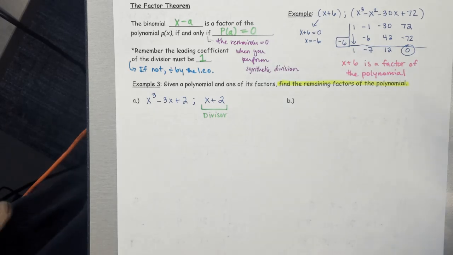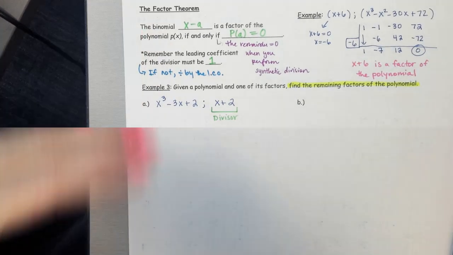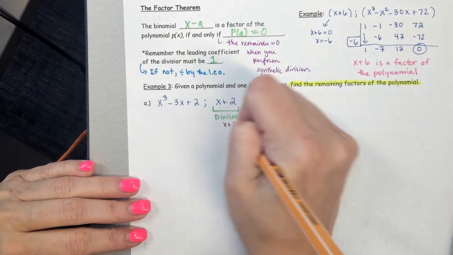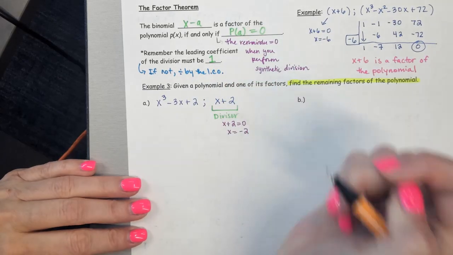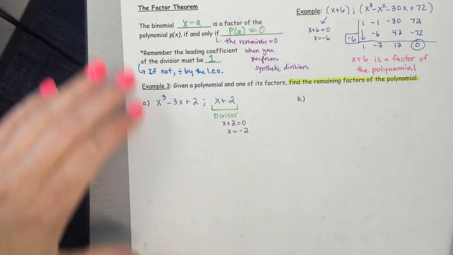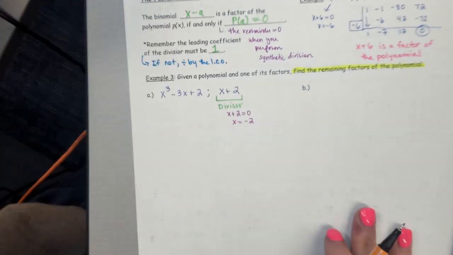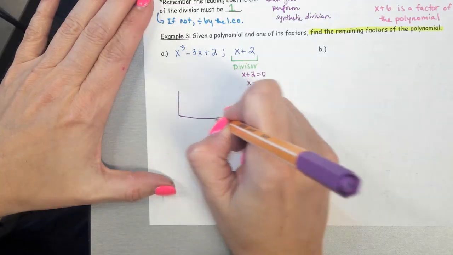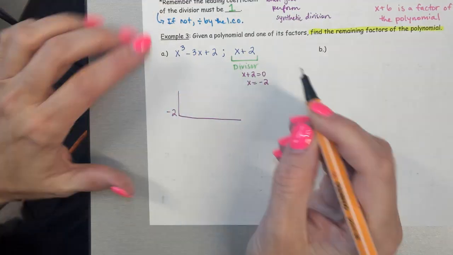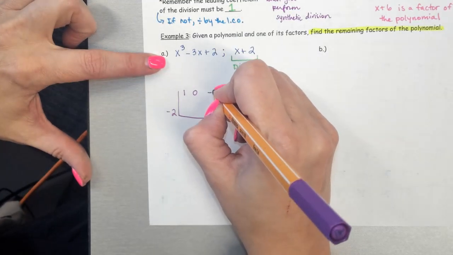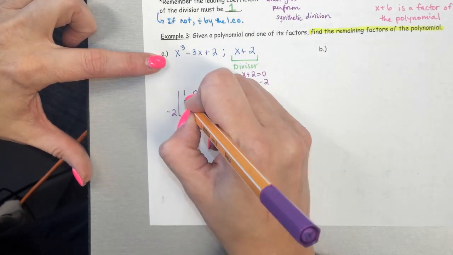For your divisor, you can always set that equal to 0 to find what you're going to use in synthetic division. Keep in mind that you need to put in placeholders if you have a missing term. So I have 1x cubed, I don't have an x squared, I have negative 3 in front of x, and then a 2.